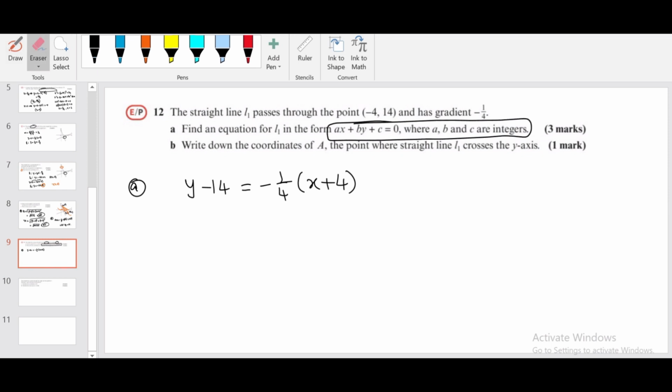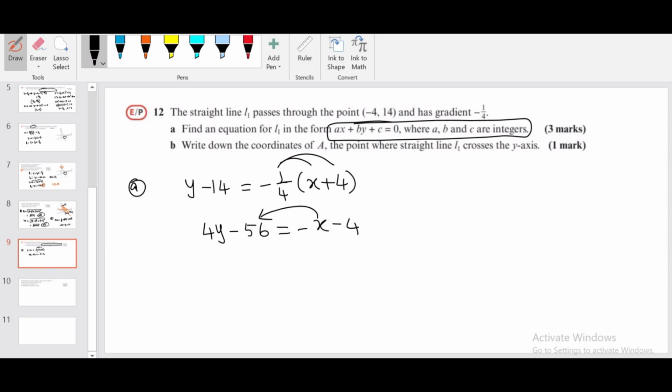So you need to get rid of the fraction. Multiply through by 4. You'll get 4y minus 56 is equal to... you take minus 1 and multiply, you'll get minus x minus 4. Put everything on one side, you get the equation x plus 4y minus 56 plus 4, which is minus 52, is equal to 0. That's part A.